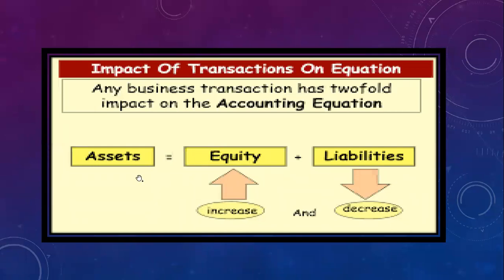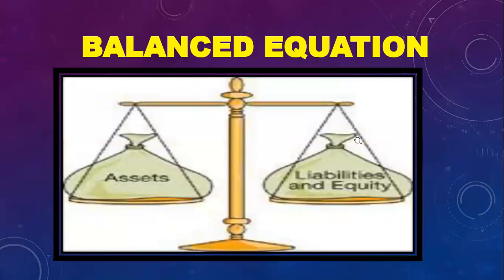Clear? So when equity increases, it is on the creditor side, but liabilities also increase. Here there is a little bit of difference. Any business transaction has two poles of impact. So we have a different perspective here, it should also be the increased value. Yes, then we have the balance equation: assets equals liability plus equity. These two should be balanced.